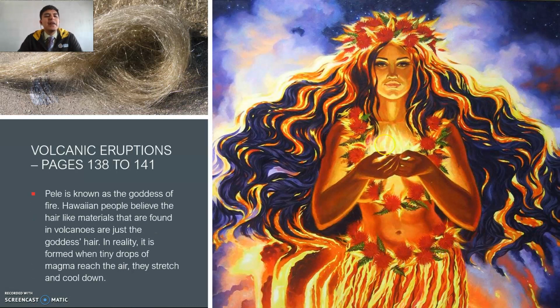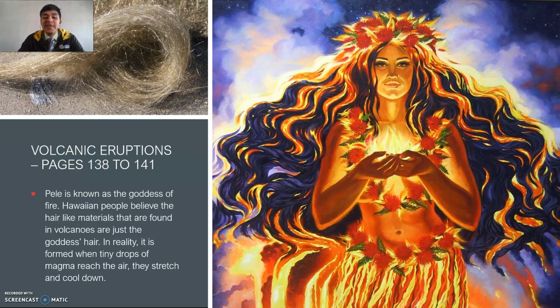So how is it possible? How can people actually find this sort of hair in the islands of Hawaii? Well, Pele is known as the goddess of fire. The Hawaiian people believe the hair-like materials that are found in volcanoes are just the goddess's hair. So they usually find this type of hair or material close to the volcanoes in Hawaii. And of course, that is part of the traditional part of Hawaii and part of their culture.